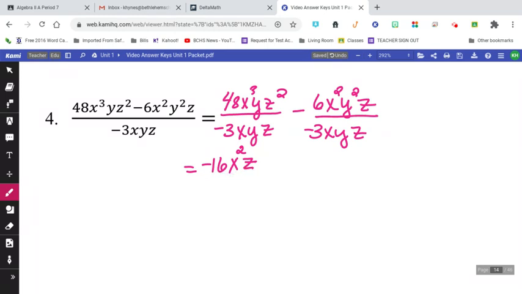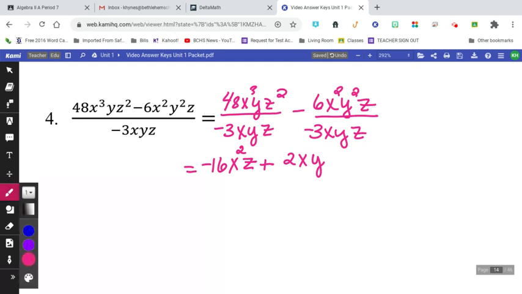At that point, I would just erase the line. Your other option is to leave the line and put it over 1, but you shouldn't just have it with a line. That doesn't look right. Then we move on to the second fraction. We have negative 6 divided by negative 3, so plus 2. X squared over x will give us x. Y squared over y will give us y. And the z's cancel. So again, I'll get rid of my line.